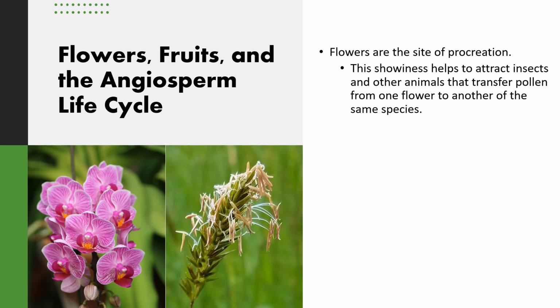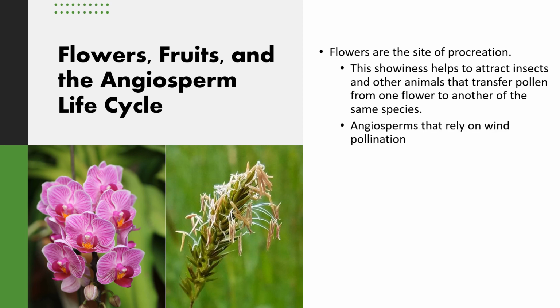So flowers are going to be the site of procreation, and the showiness of them attracts insects and other animals to come into them and help pollinate the flowers. So there's usually this mutually beneficial relationship between pollinators and the plants that they pollinate, because the pollinators need some type of food source and the plants need the pollinators, and so there is this relationship that develops between them.